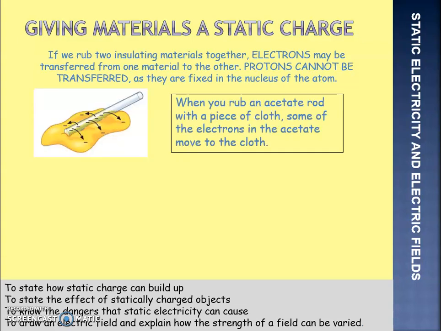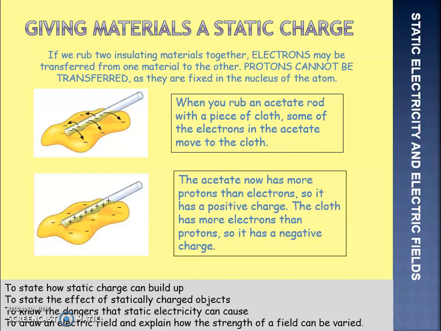If we get an acetate rod, a plastic rod with a piece of cloth, and we rub them together, some of the electrons in the acetate rod will move onto the cloth. That means the acetate has now got more protons than electrons. It's lost those electrons onto the cloth. So it has a positive charge. There's an imbalance on there.